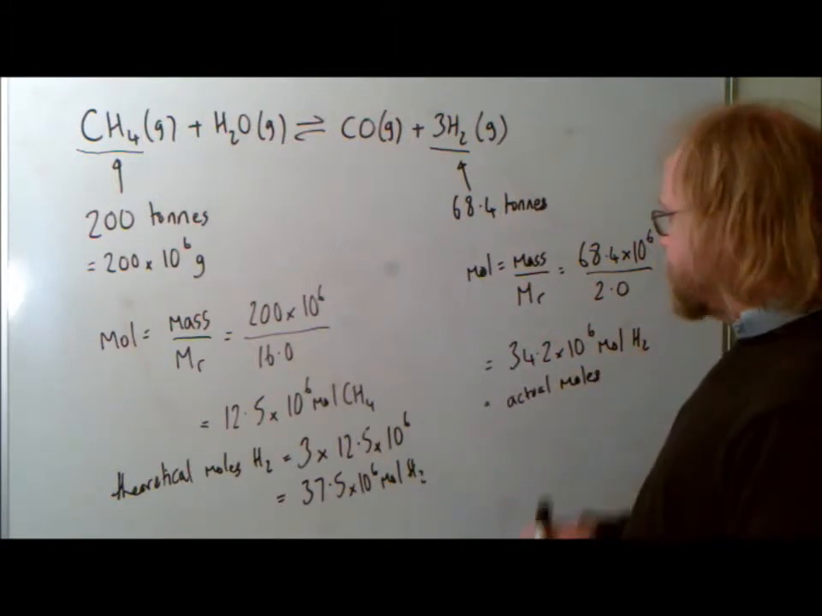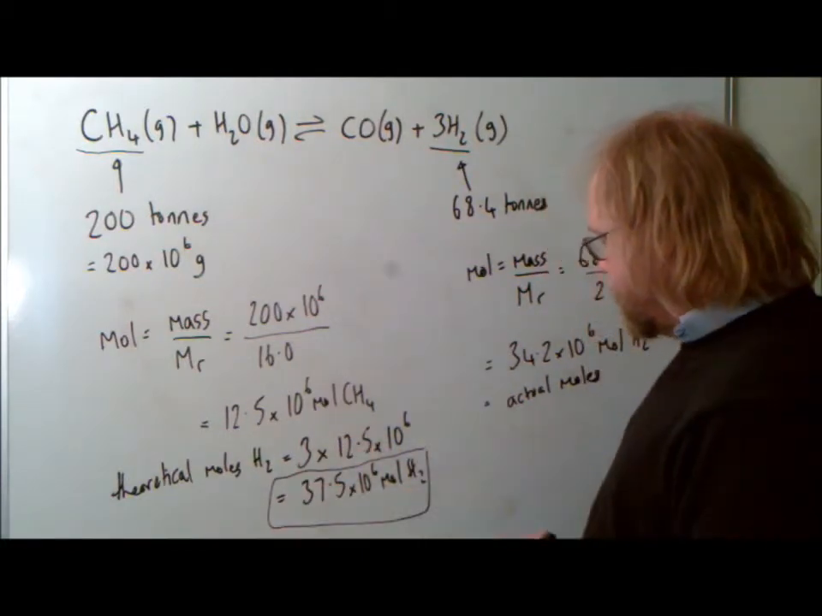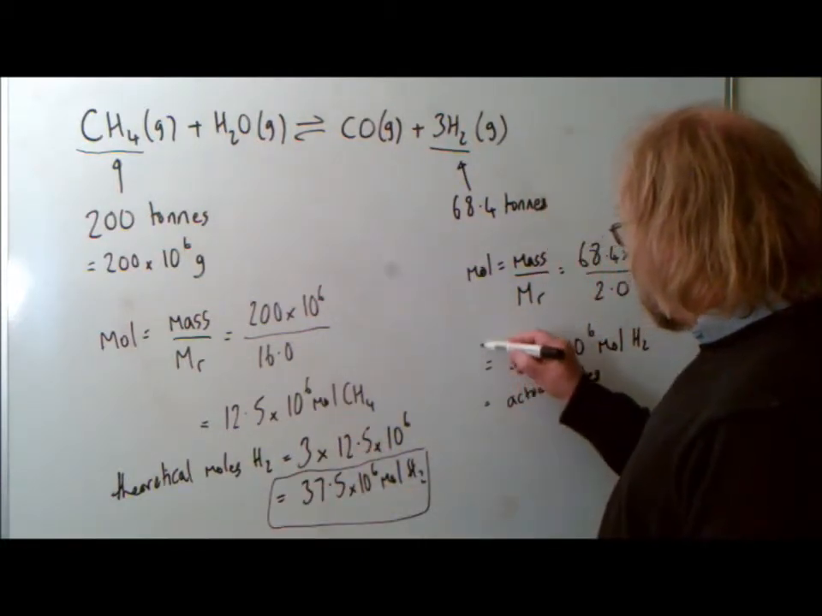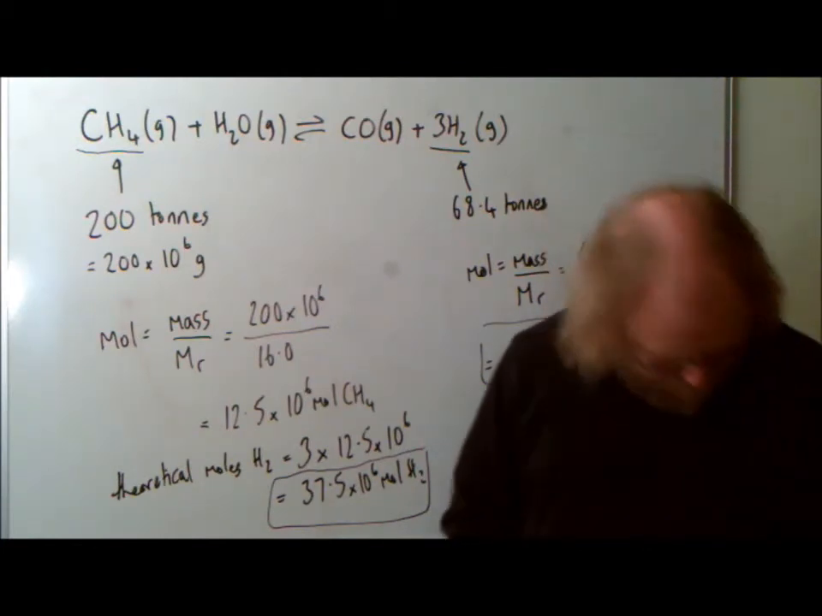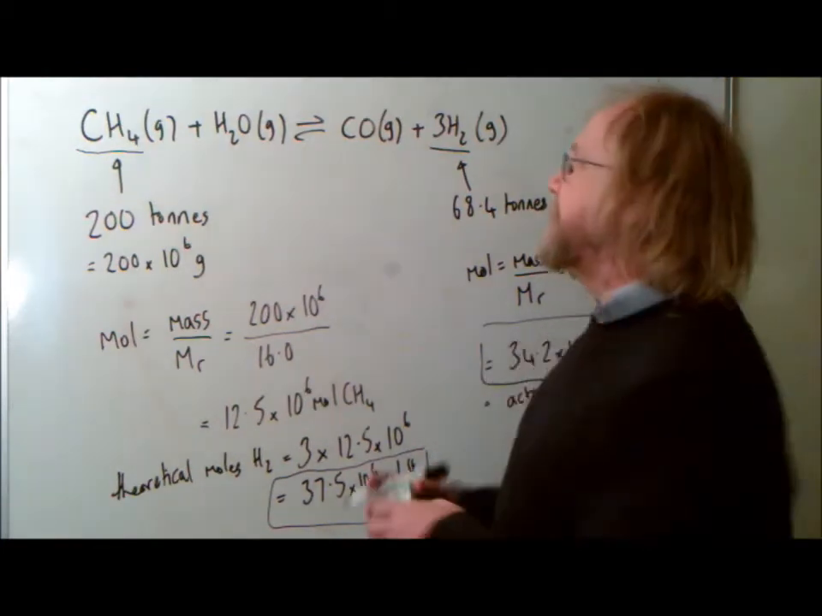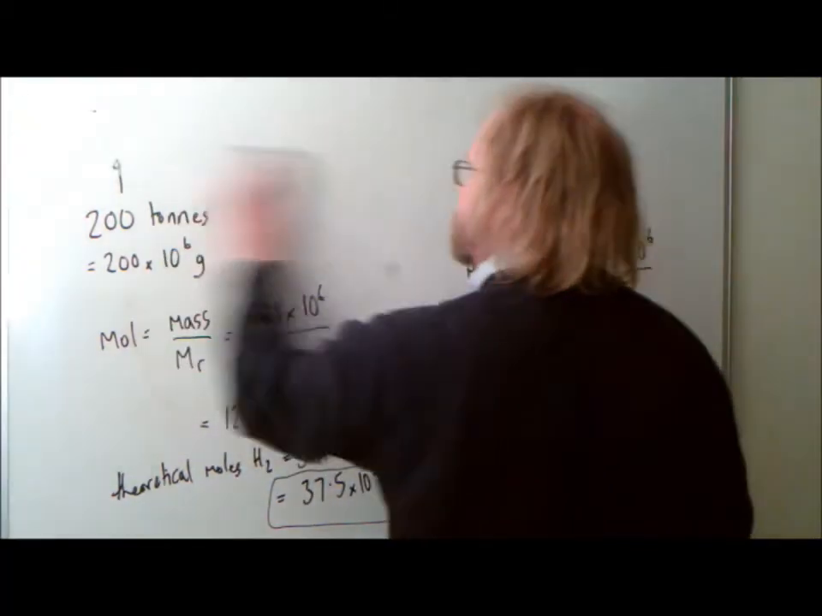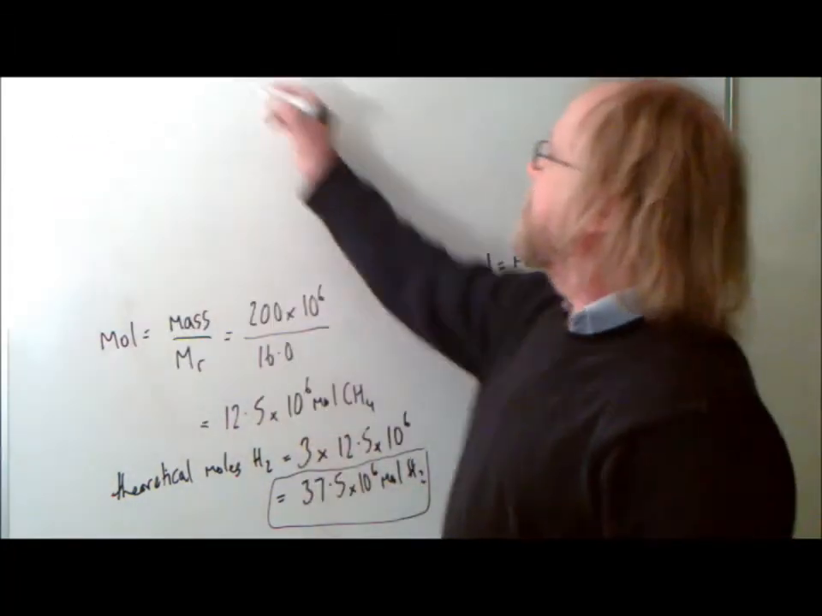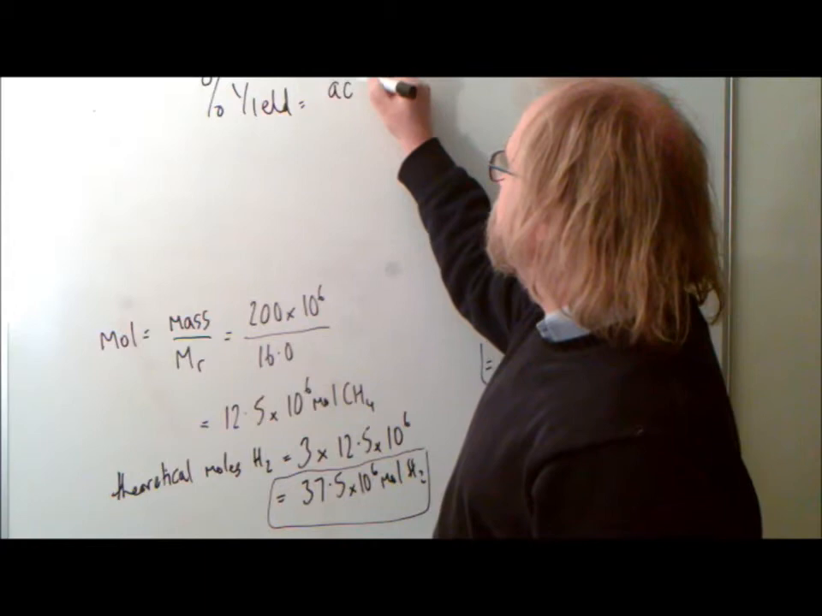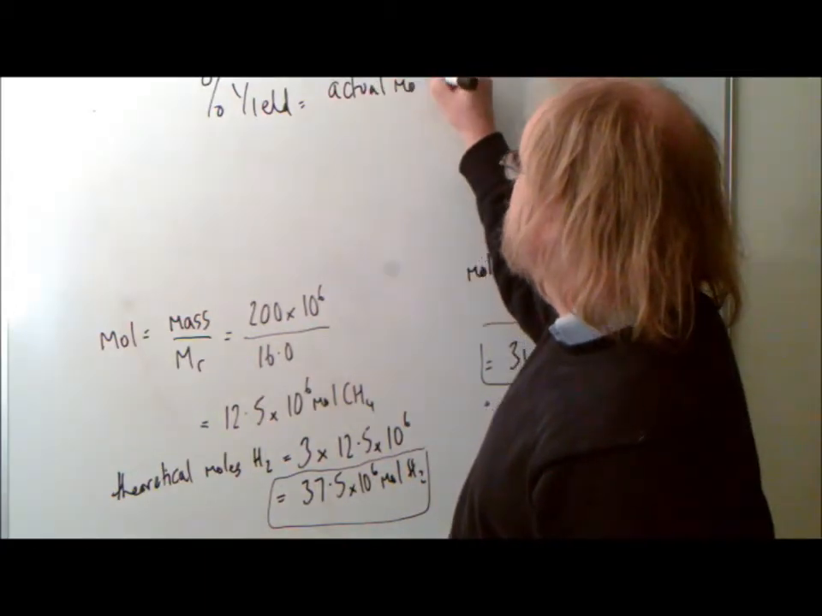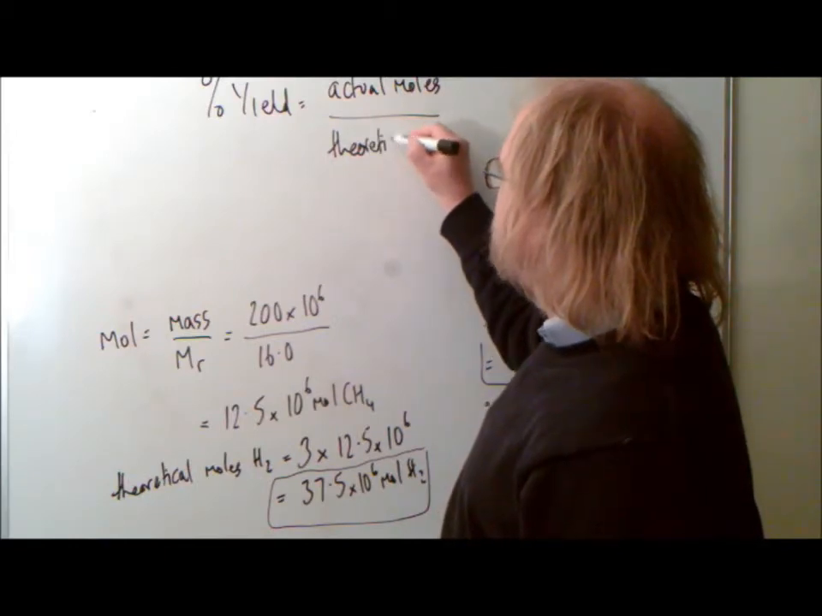Okay, so we've got these two numbers. A theoretical number of moles, which is bigger, as it should be, than the actual number of moles. Okay, and then you just have to remember the definition of percentage yield, which we'll just write up here, that the percentage yield is equal to the actual moles of product produced divided by the theoretical moles. And obviously you have to learn this definition.